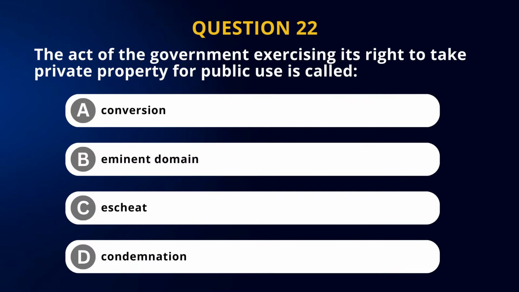Question number 22. The act of the government exercising its right to take private property for public use is called? Letter A, conversion. Letter B, eminent domain. Letter C, escheat. Letter D, condemnation.